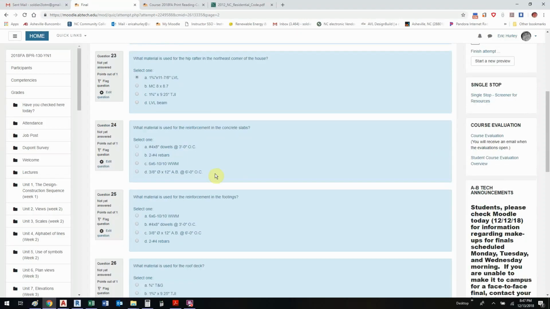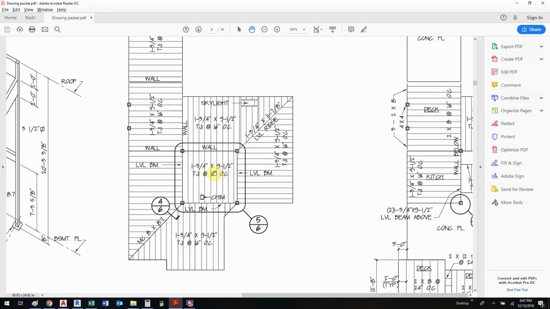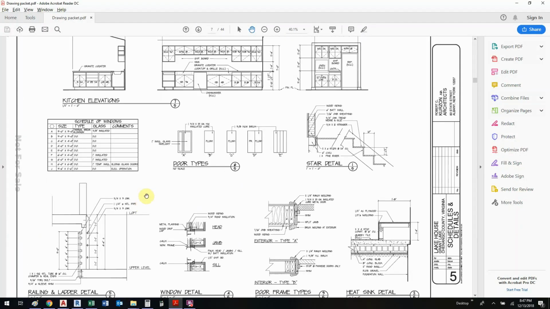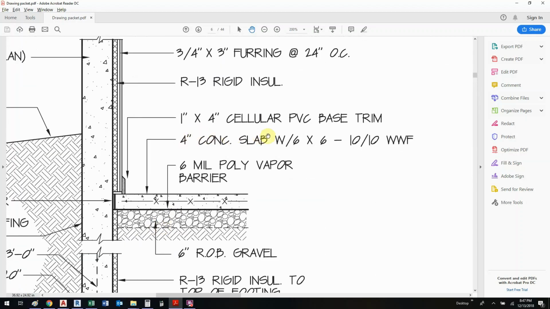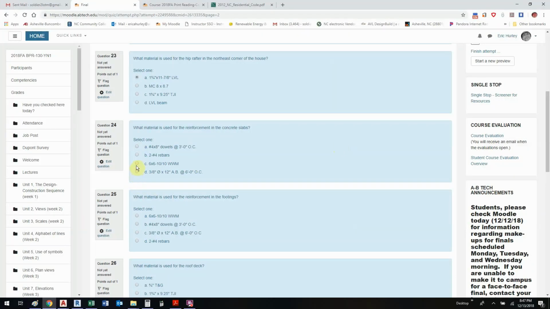What material is used for the reinforcement in the concrete slabs? So let's go over to our typical wall section. Pull into here. We have a 4-inch concrete slab with 6x6, 10-10 woven wire mesh.